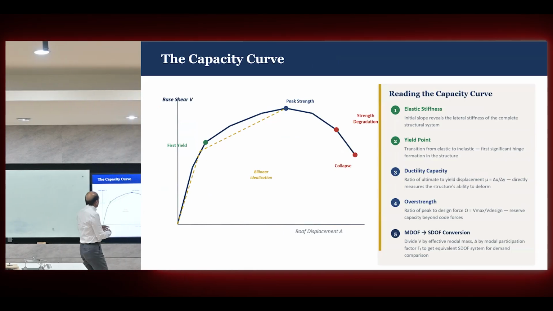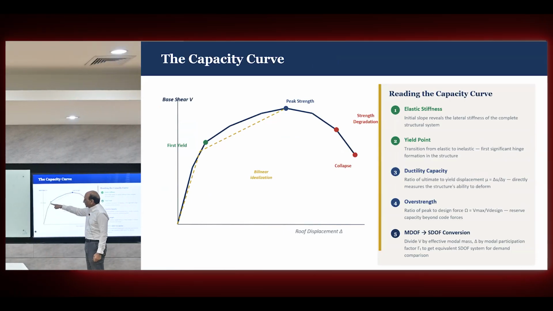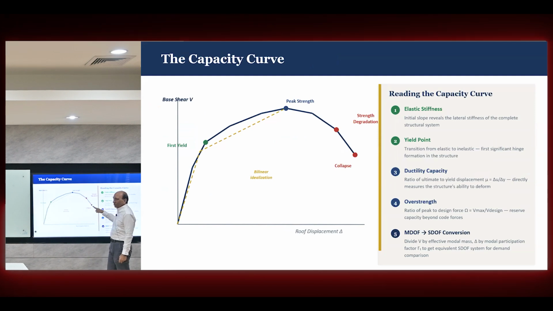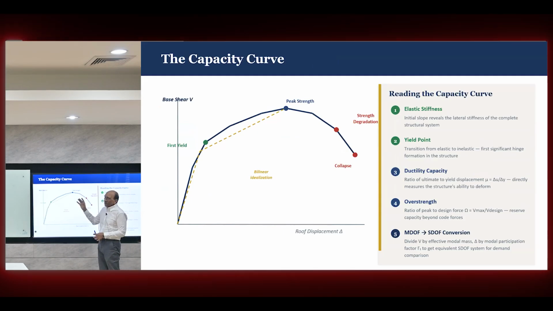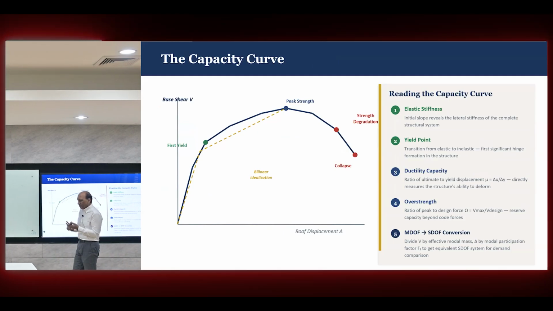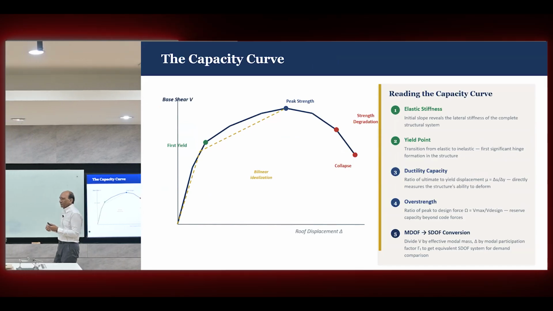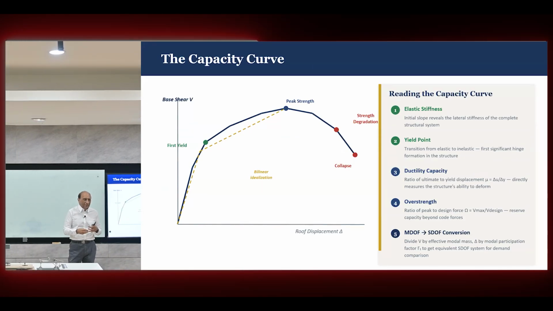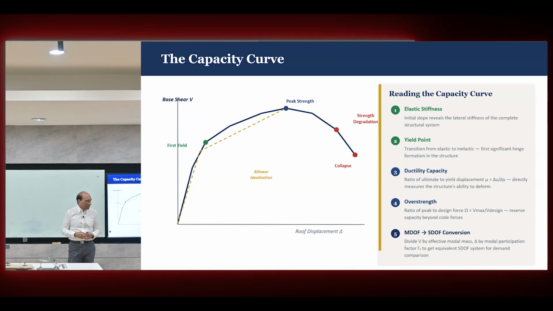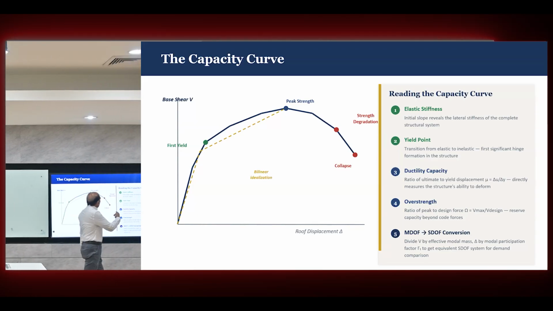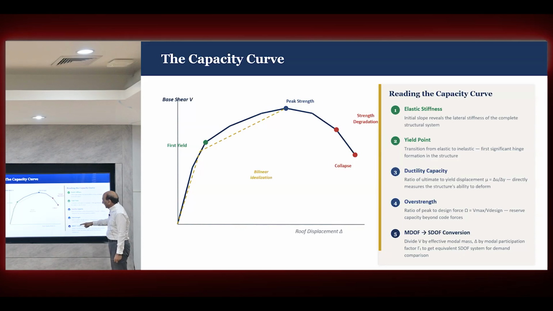So you will get something like this. You've already seen it in nonlinear. In the last course, we talked a lot about it. You will get first yielding, peak strength, strength degradation, and collapse. We have gone through this curve many times already. Now all of the things we studied in the last class, the moment curvature, the ductility, everything becomes relevant. Without that, we cannot proceed. So elastic stiffness, yield point, ductility, overstrength, everything now needs to be considered.